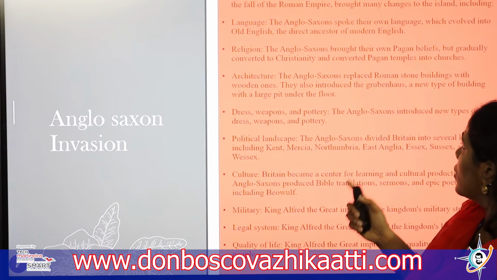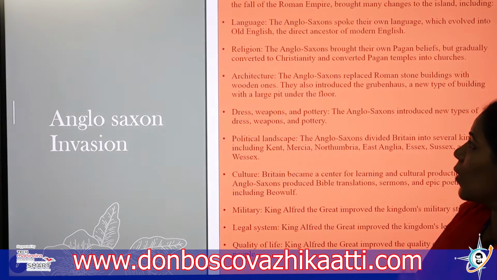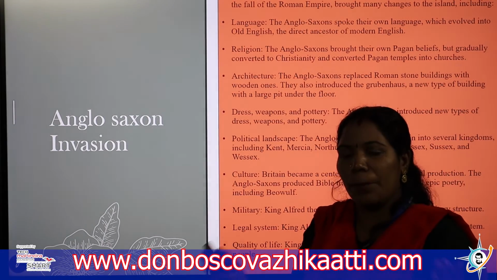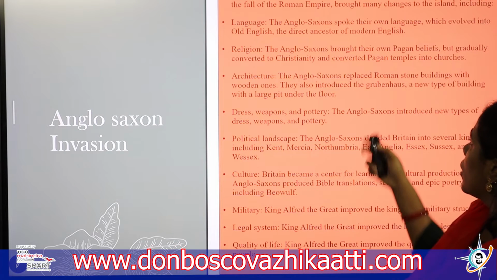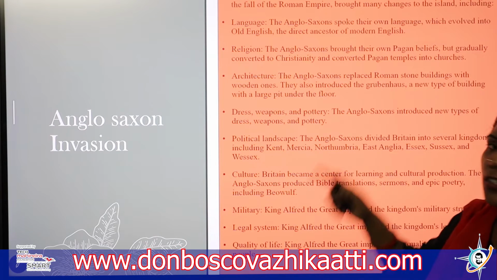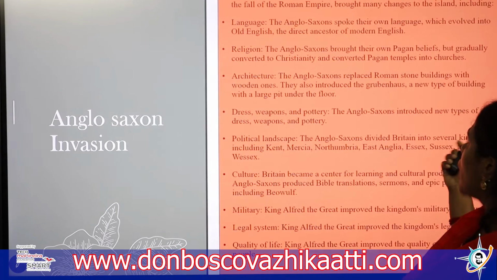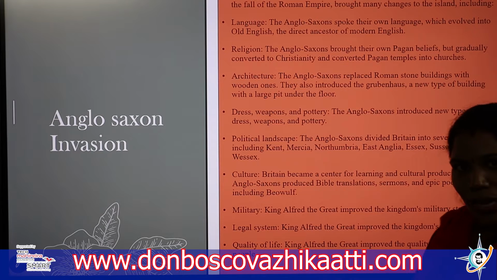Architecture. The Anglo-Saxons replaced Roman stone buildings with wooden ones. Wooden ones in the sense, in our Tamil they would say it is like a pit house. So they also introduced the Grubenhaus. Grubenhaus, which is a German word, is nothing but a pit house, a new type of building with a large pit under the floor. This is the architectural part.